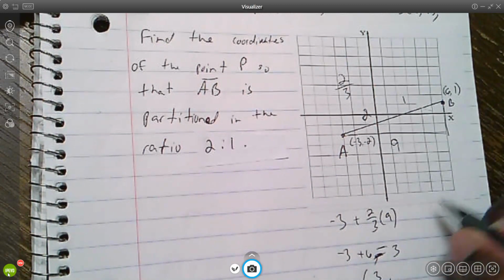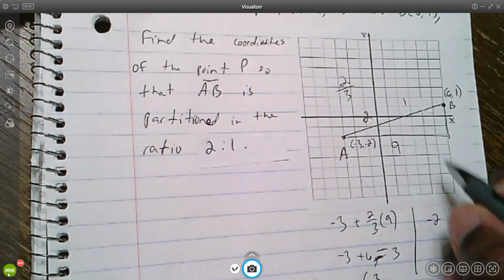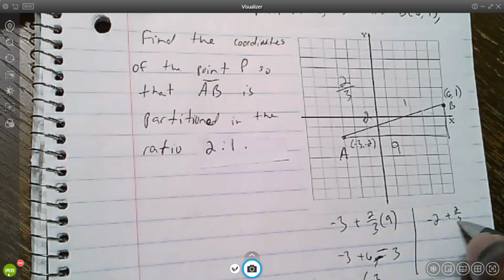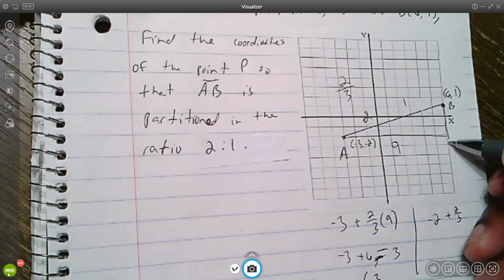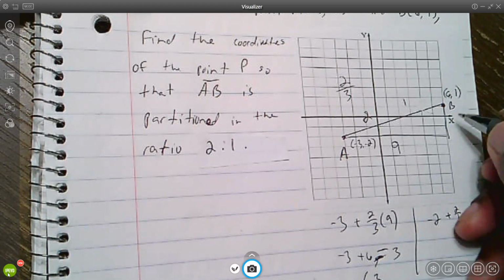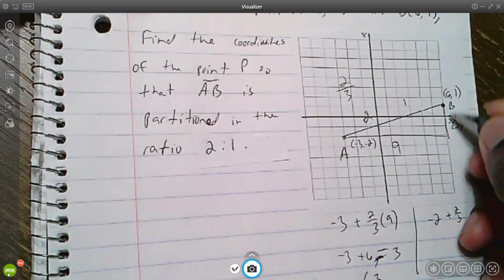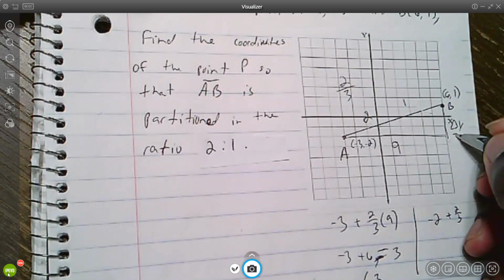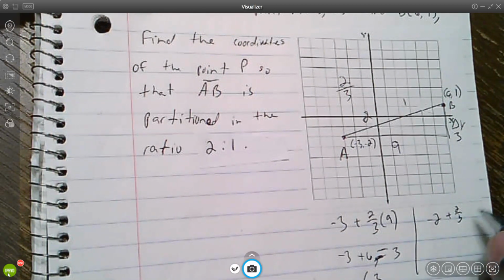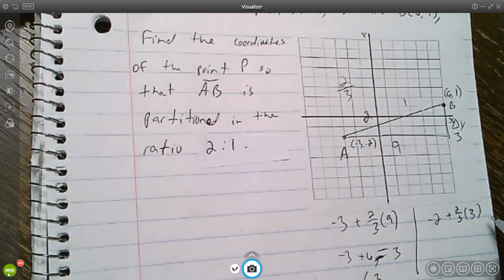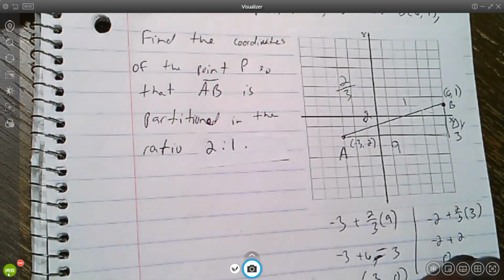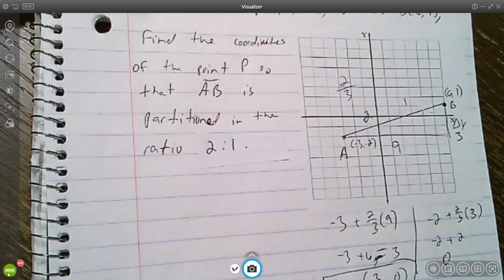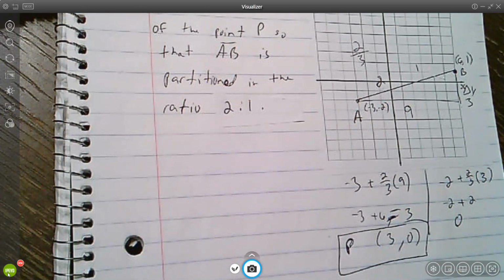For the y coordinate, I'm going to take -2, because that's the y value, and add 2/3 of the change in y, because it's still 2/3 of the way over. If it's 1 above and 2 below, the change in y is 3. So 2/3 of 3 is 2, and -2 plus 2 is 0. So the coordinate P is at (3, 0). And that's actually a pretty fast way of doing it.